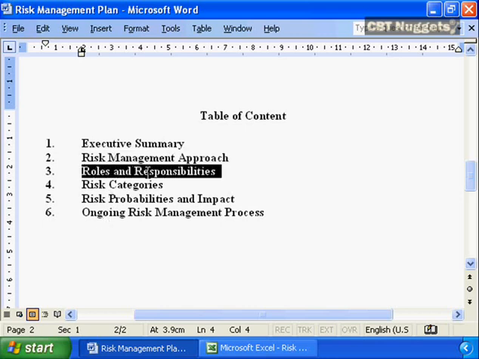The next step towards that is defining the roles and responsibilities. Who is directly responsible for risk management in the project? What role will the project manager play? What role will the team play? What role will the other stakeholders and the project sponsor play?